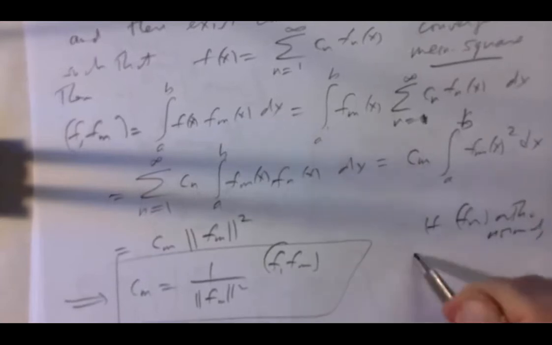So Cm is 1 over the norm of Fm squared times the inner product of f with Fm. So if you have mean squared convergence, then you can write these coefficients by this classical formula. And if the sequence Fn is orthonormal, then the norm of Fm is always 1, and Cm is just the inner product of f with Fm.